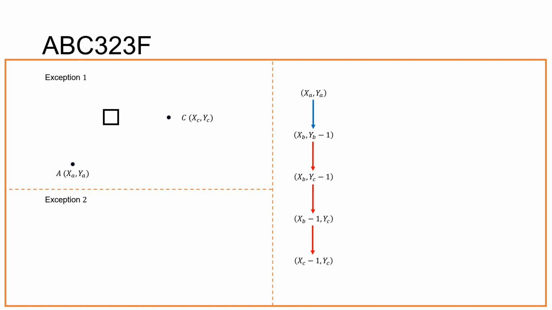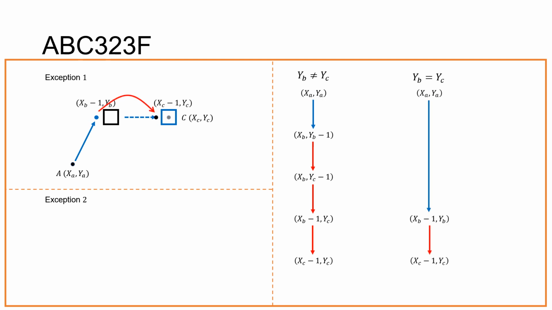Here's the case. If YB equals YC, we don't need to push the cargo up and move below it. Therefore, the best route in this case is moving to the left of it directly and then pushing it to the right. So we need to adjust the calculation method based on whether YB equals YC or not. And moreover, here's another exception.